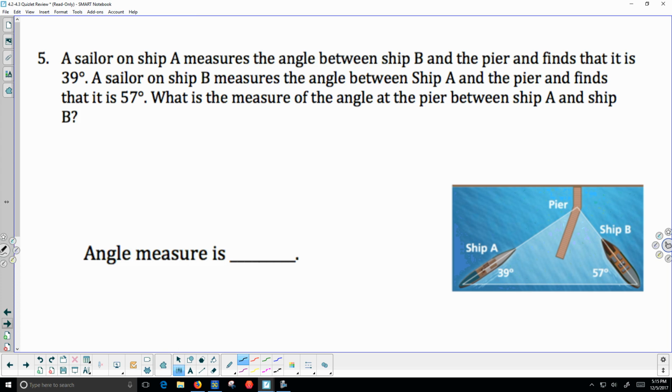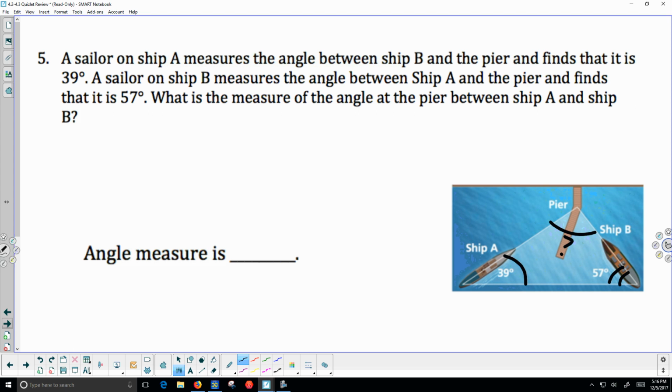So I have, let's see, a sailor on ship A measures the angle between itself and ship B and the pier, and finds that it is 39 degrees. That's this guy right here, 39 degrees. A sailor on ship B measures the angle between ship A and the pier and finds that it is 57 degrees. That's this guy right here, 57 degrees. What is the measure of the angle at the pier between ship A and ship B? Meaning, what's this guy? What is the measurement of that guy?